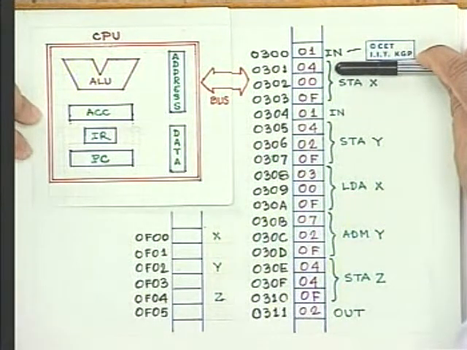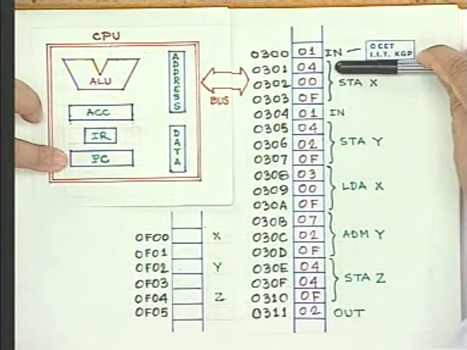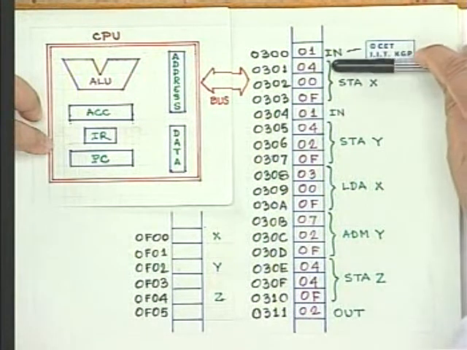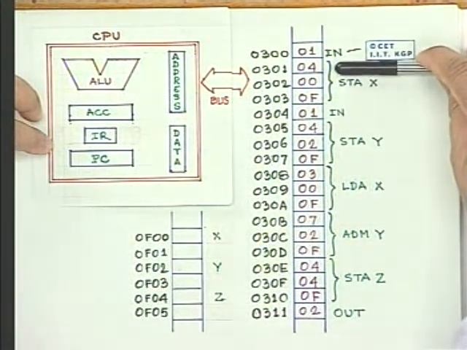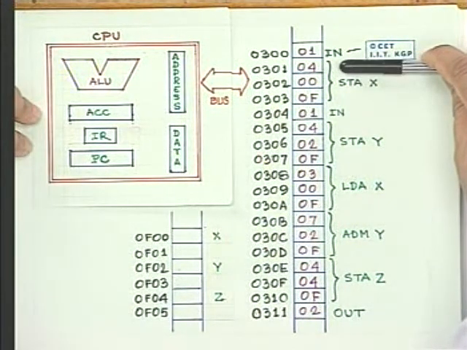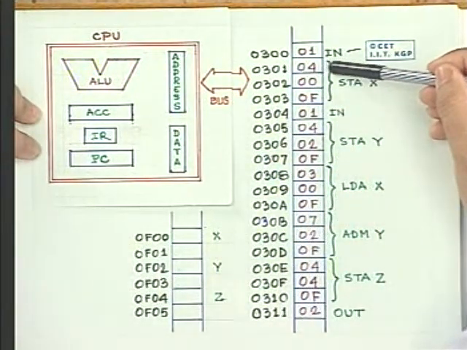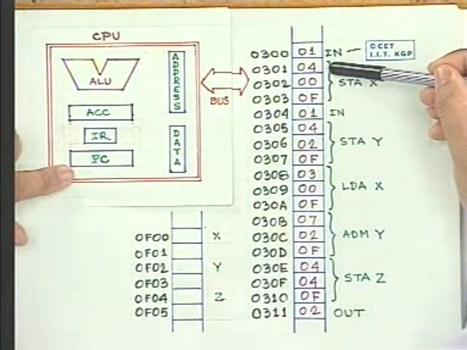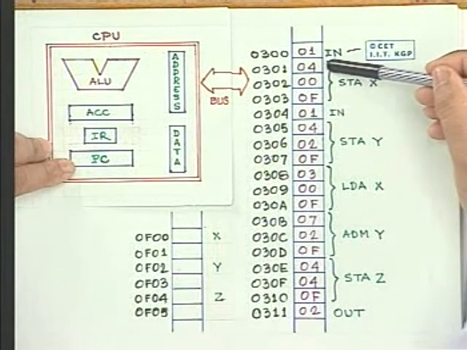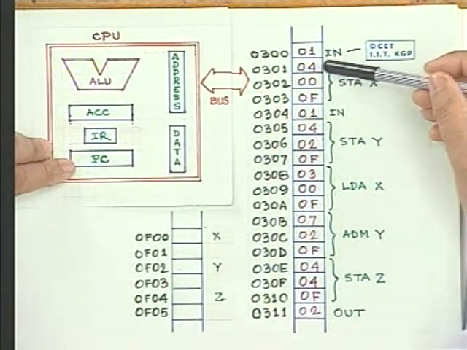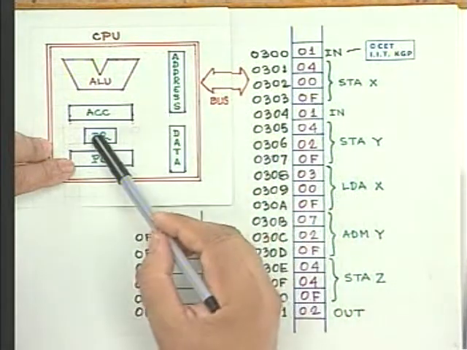Therefore, this is important: whenever an instruction is fetched, the program counter is automatically incremented to the next location. Therefore, by the time this IN instruction has been executed, the program counter is pointing to the next location, 0301, which is the address of the next instruction, the store accumulator, the 04. In the next instruction cycle, the content of the program counter is once more fetched. That means 04 now is coming into the instruction register.